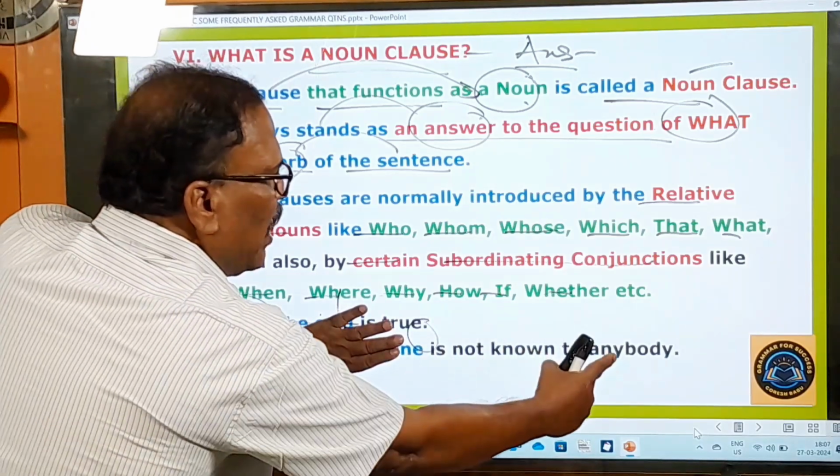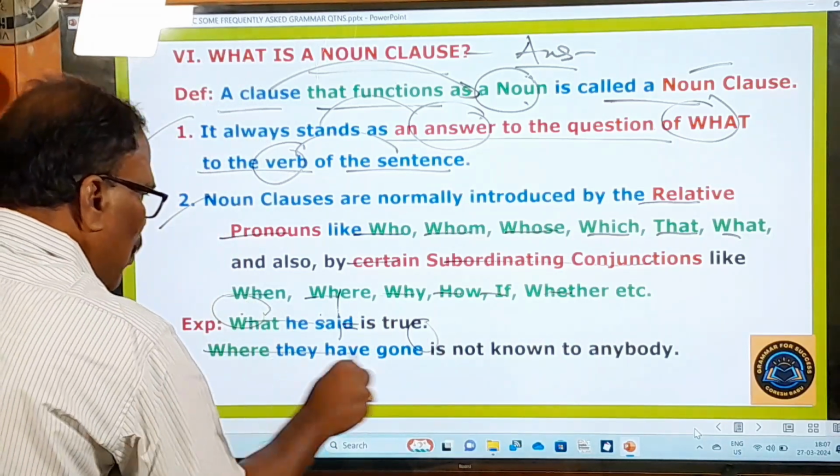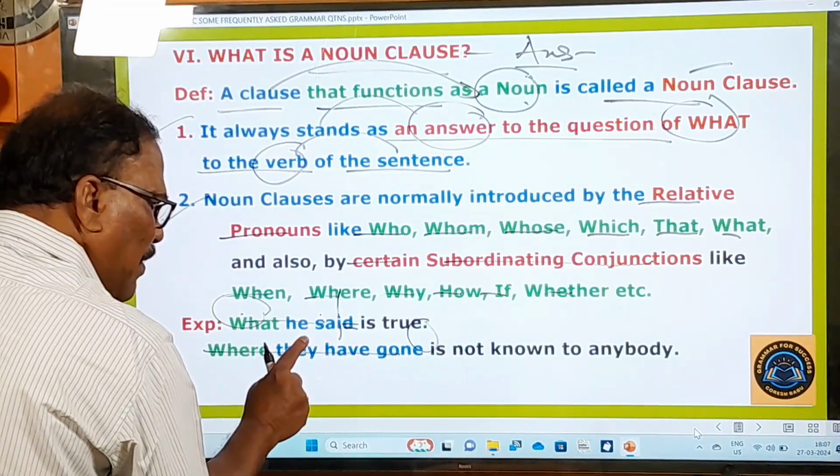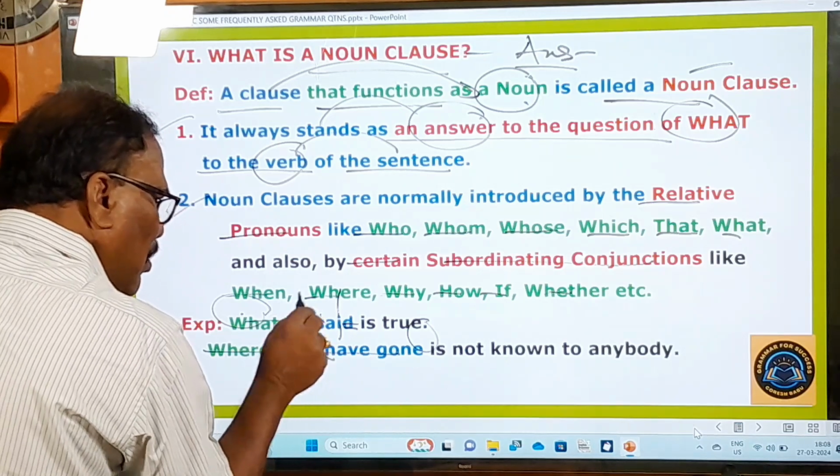What is not known to anybody? What is not known to anybody means then where they have gone. This is going to be the answer. Therefore, this is called the noun clause, right?